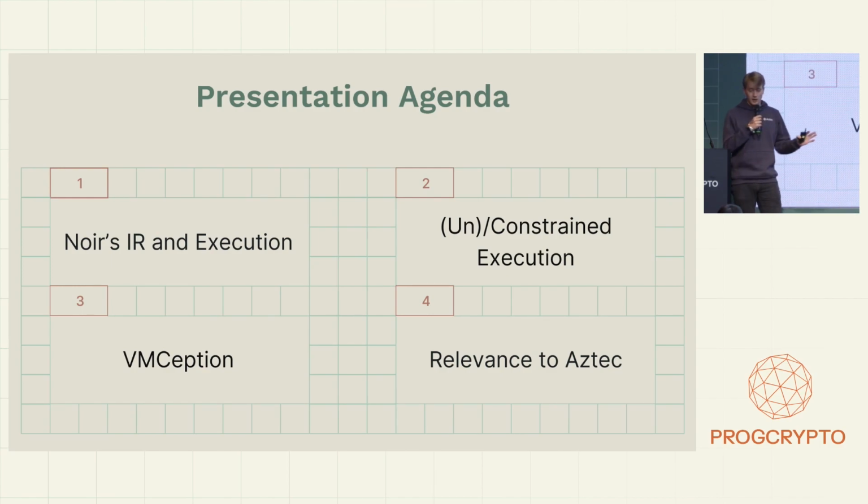First, I'm going to do a brief intro about Noir, how Noir's architecture is unique, and its execution. I'm then going to go over the difference between unconstrained and constrained execution, what that really means, then our specific approach to it and how that applies to Aztec, but also any network that's looking to build something similar to Aztec.